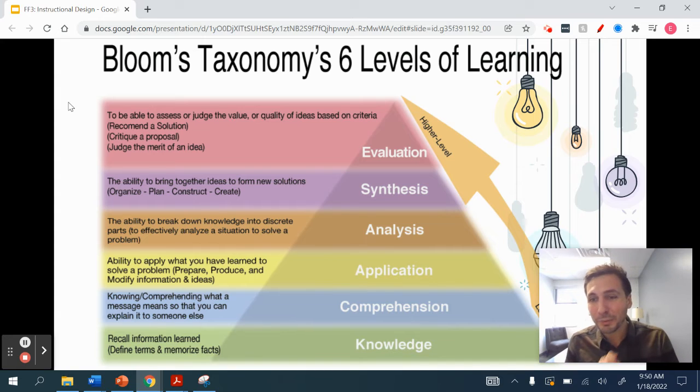Okay, this is probably review to most of you, but I find it convicting. Every time I look at Bloom's taxonomy, I go through the self-assessment process where I'm like, am I actually moving students up on the higher order of thinking?